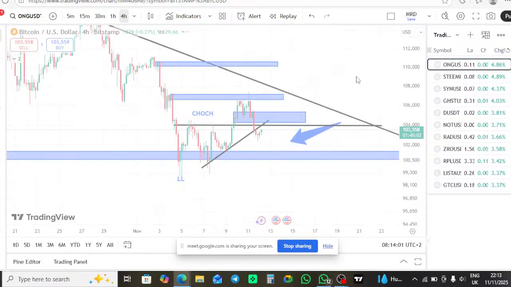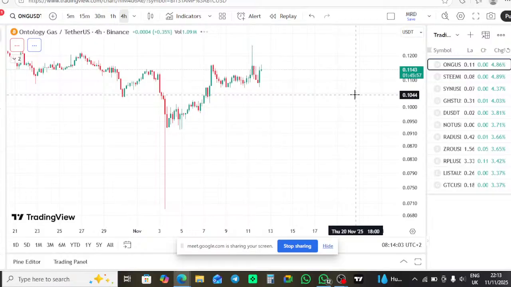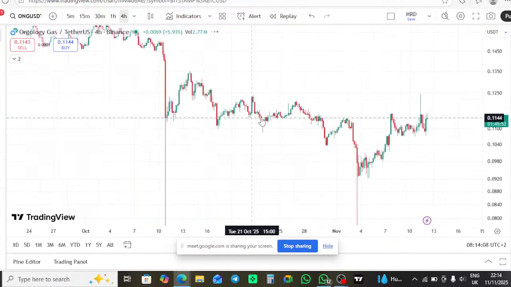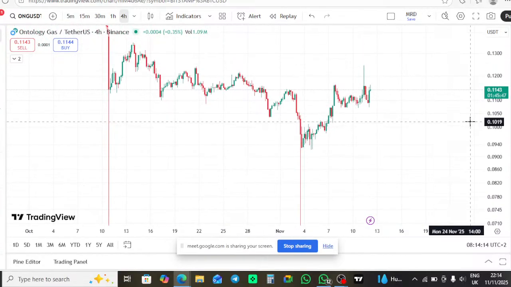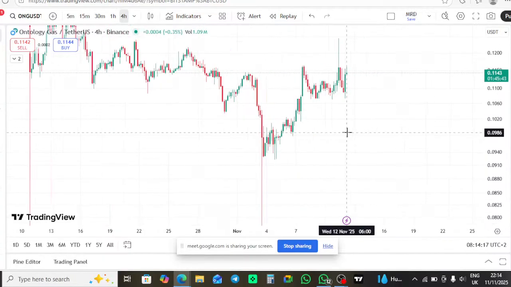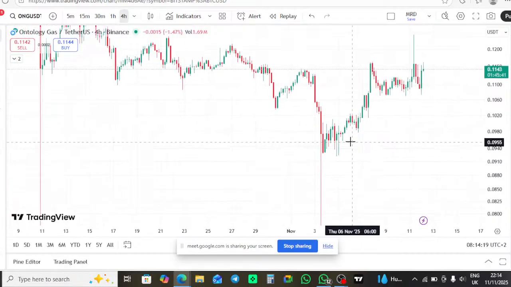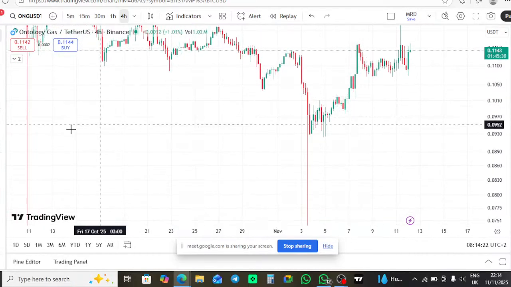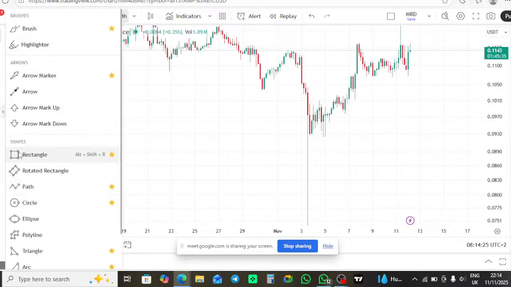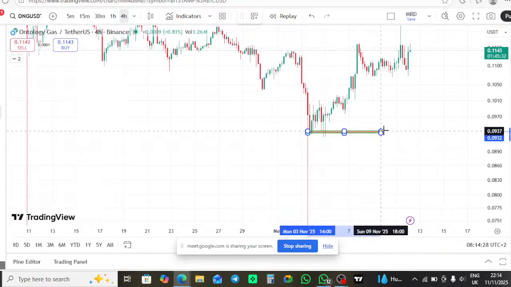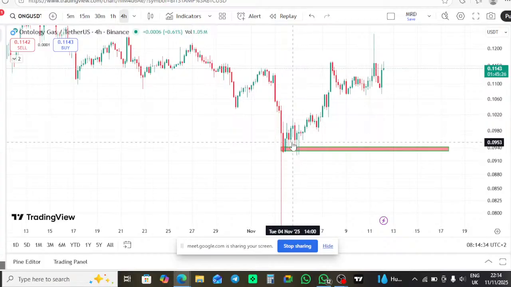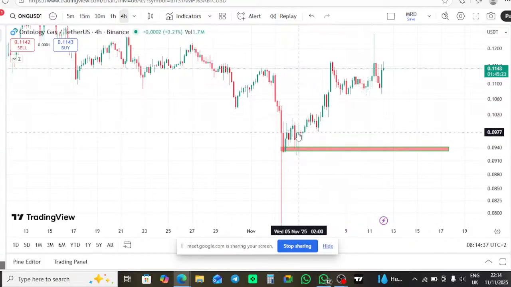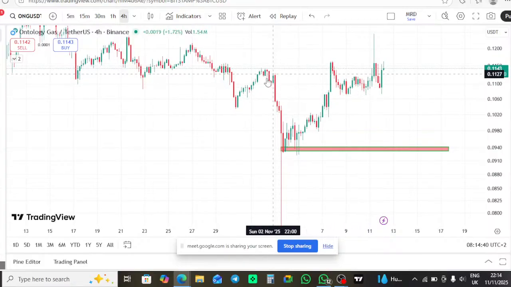Okay, now here we are. This is the coin. It is called ONG. Now this is the 4 hours time frame. Let me assume this was our support here at this area. It was our support, and now we can see the market was moving upwards a bit. And remember, our supply level was here.